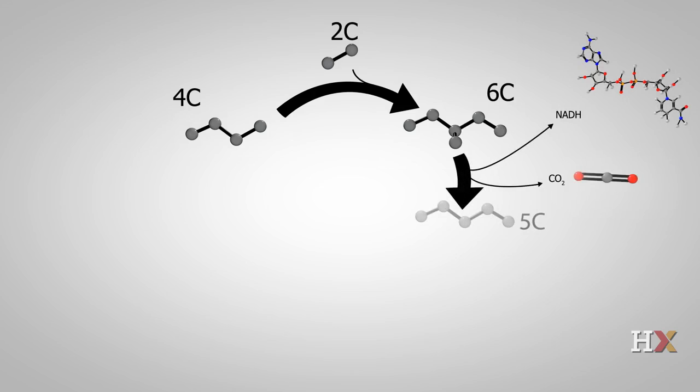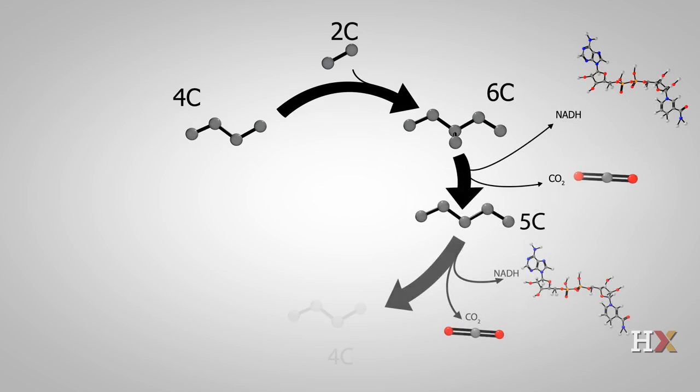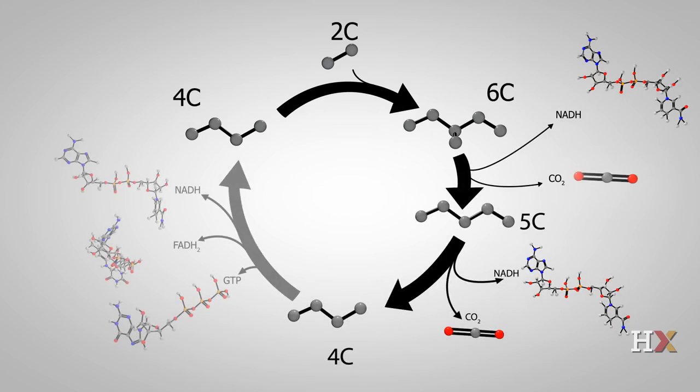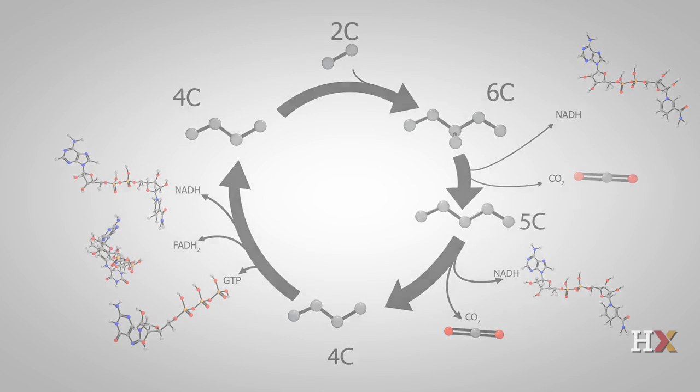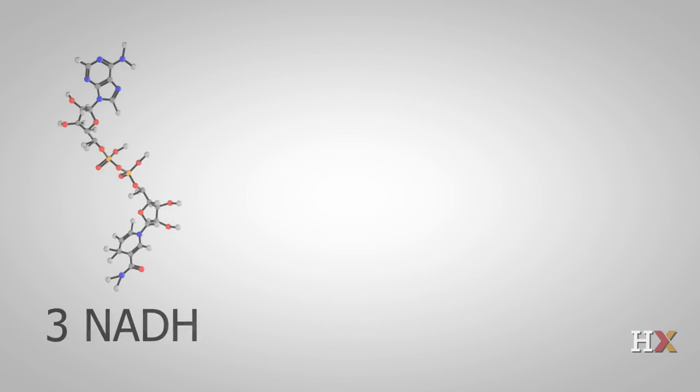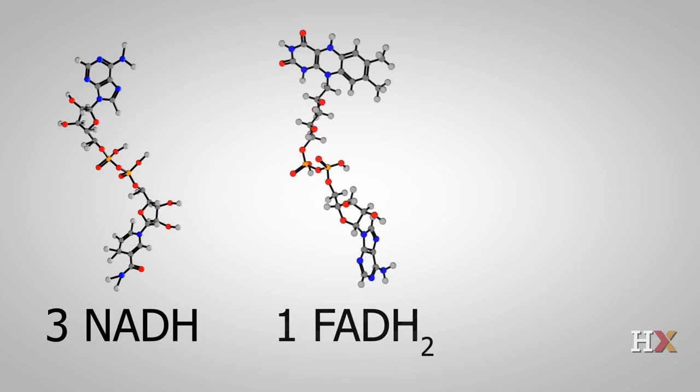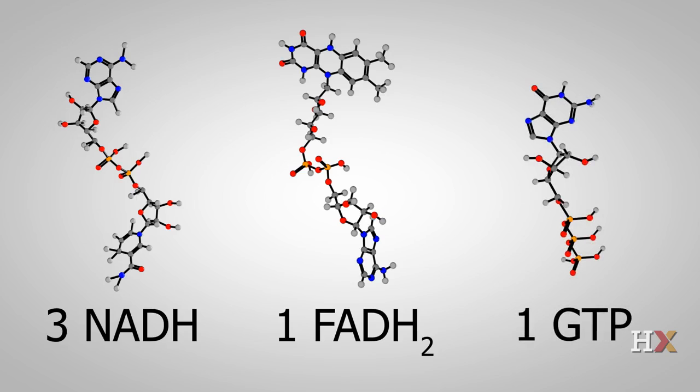The citrate then undergoes 2 oxidative decarboxylations, each releasing a carbon atom in the form of CO2. Finally, a series of reactions occur to convert the resulting 4-carbon compound back to oxaloacetate. The process creates a total of 3 NADH, 1 FADH2, and 1 GTP, each as a result of specific reactions in the cycle.